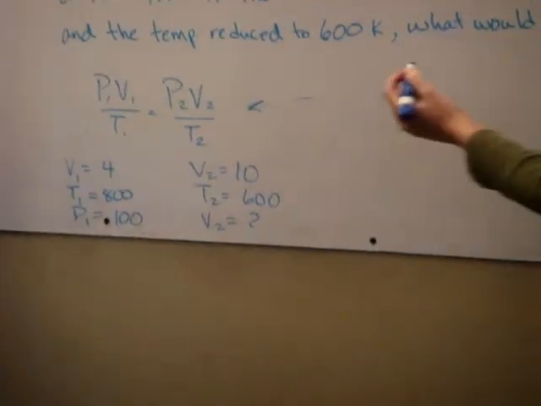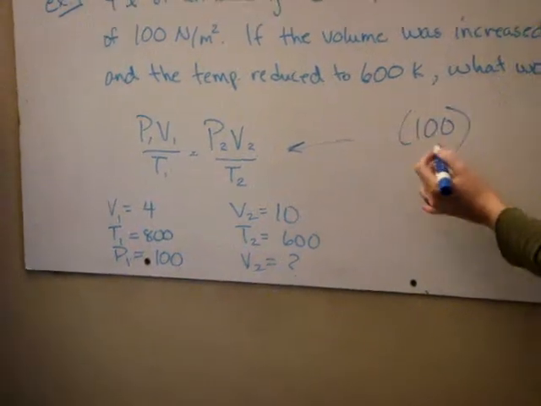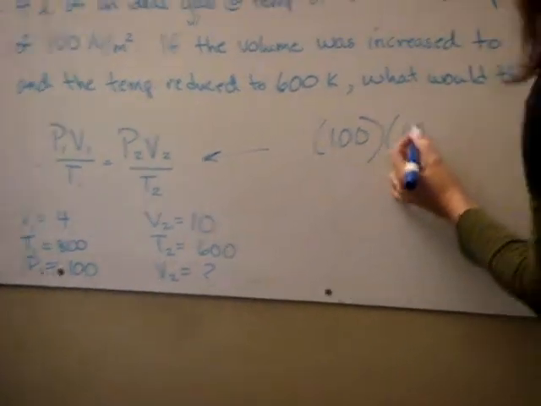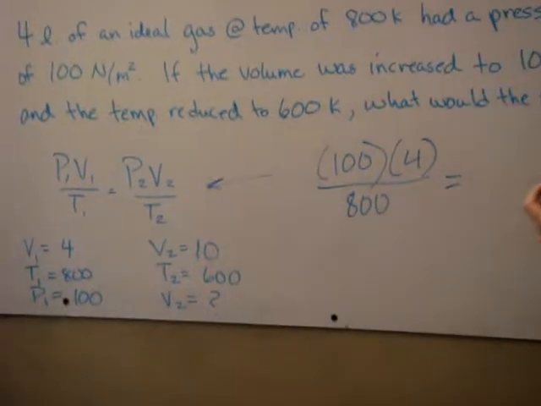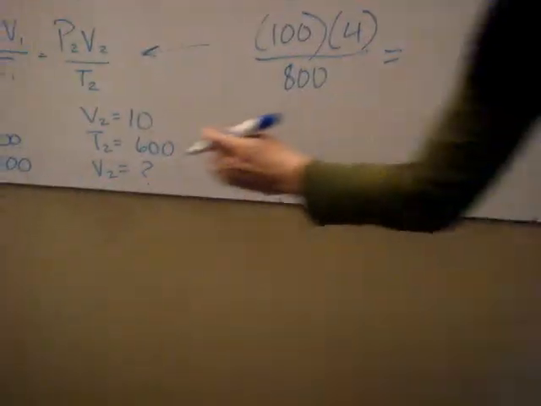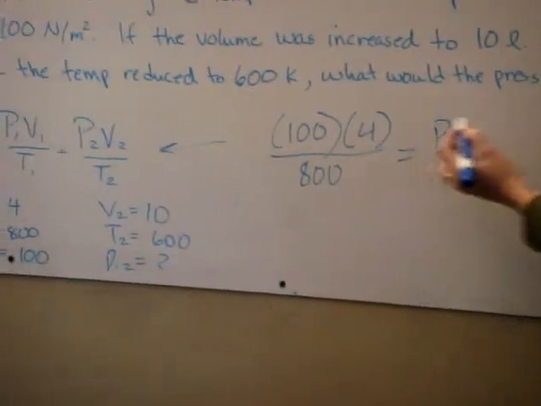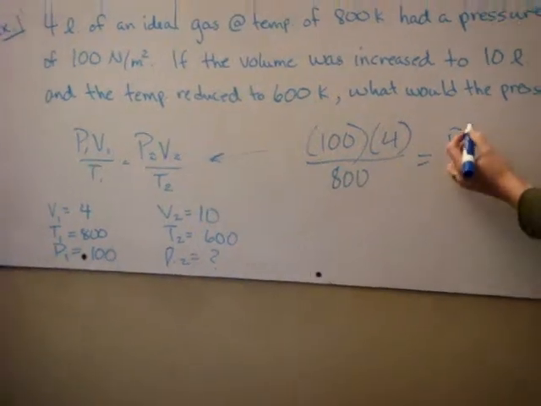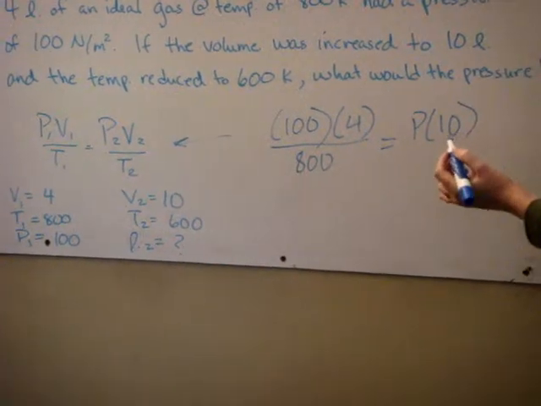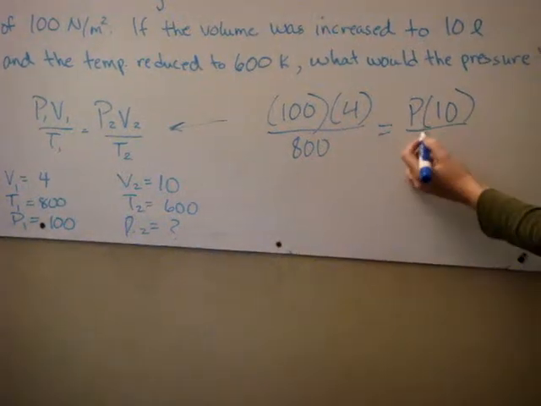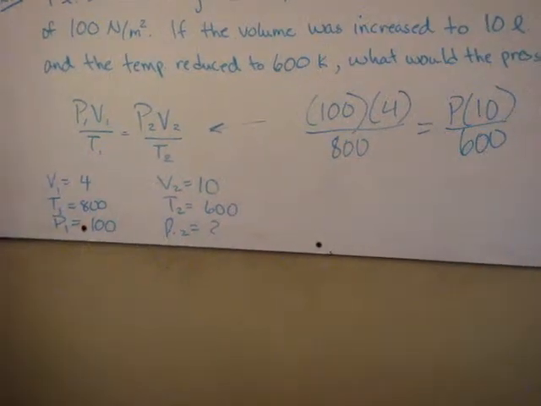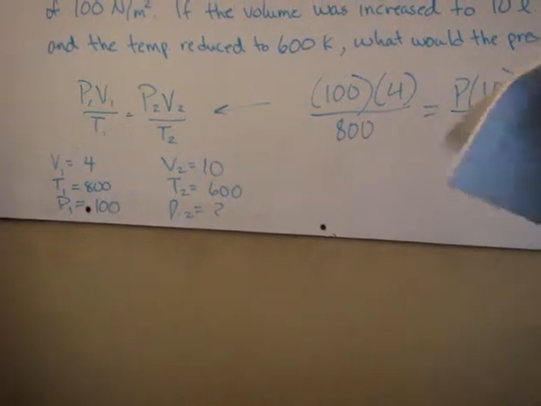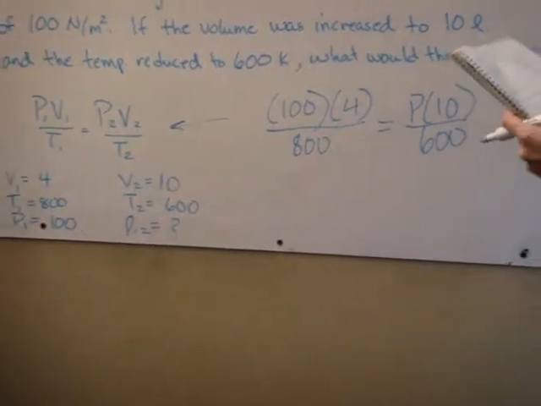So our pressure 1 is 100. Our volume 1 is 4. Our temperature 1 is 800. Equals our pressure 2. This should be P2 right here. Our pressure 2 we don't know, so we'll just leave that as P. Our volume 2 is 10, and our temperature 2 is 600. So once we get that in the equation, then we just need to solve it for P. Make sure I got all that right.